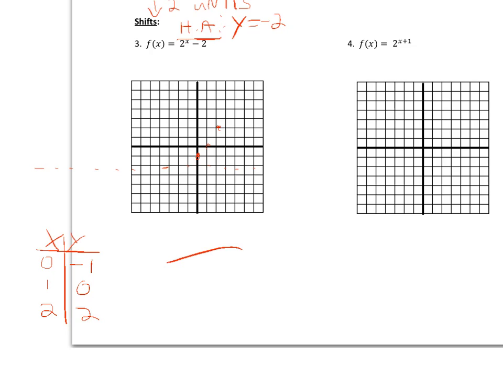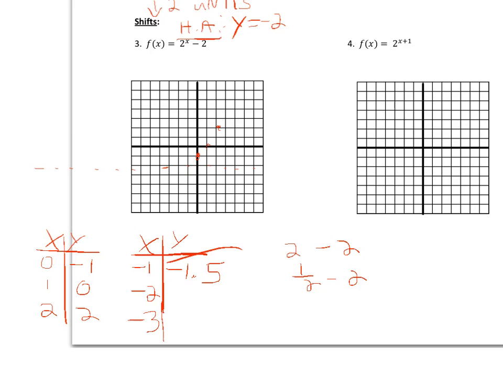Now I'm going to plot some negatives here. I'm going to make another little XY chart so I can fill it in. I'm going to put in some negatives: negative 1, negative 2, and you know what? Negative 3 to emphasize it. If I put in negative 1, this is like doing 2 to the negative 1, then minus 2. Well, 2 to the negative 1 is 1/2, and 1/2 minus 2 is negative 1.5.